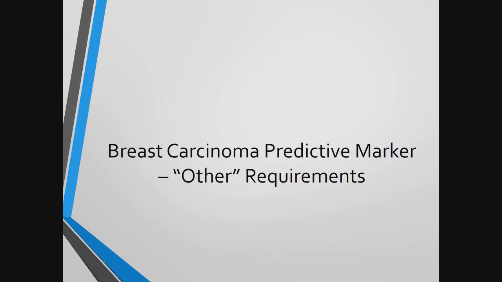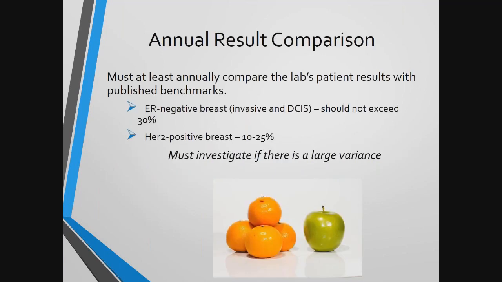As can be imagined, when something is more regulated, there are more standards that we need to ensure we comply with. We're going to review several of those requirements associated with breast carcinoma predictive markers, with some ideas of how to demonstrate evidence of compliance. The first requirement is that there must be a comparison of patient results with published benchmarks, and this must be completed on an annual basis.